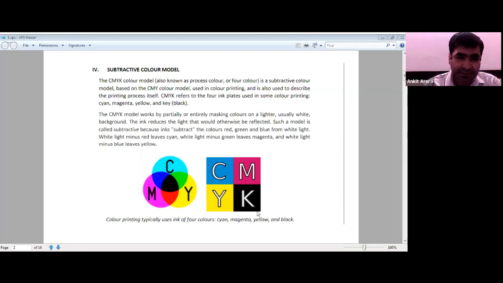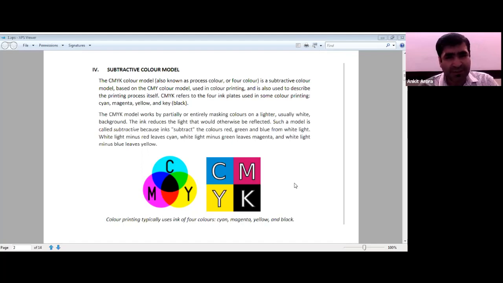I had mentioned in my brief, when we were talking about the different theories and the basic intros, that K is usually taken to be black. So this model is primarily used in color printing, and is also used to describe the printing process itself. Mostly in these printers you have 4 ink plates that are used for color printing. It basically works by partially or entirely masking colors on a lighter, usually white background. The ink reduces the light that would otherwise be reflected.